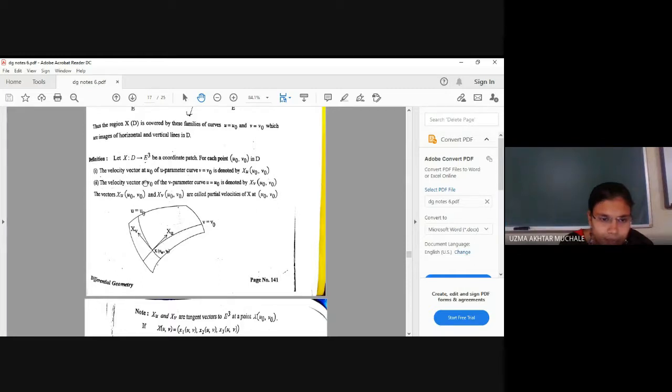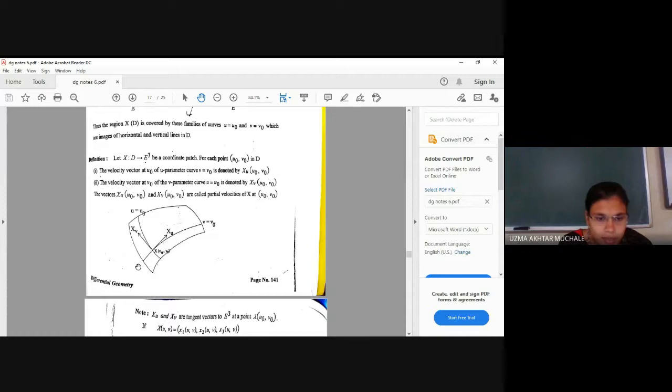And this is the v parameter curve, which is called the v parameter curve when you fix u equal to u naught. Just like suppose x equal to 2, I am fixing. So there will be change in the y variable. So here also if you put x equal to something, or if you put v equal to 2, you will get some u parameter curve.